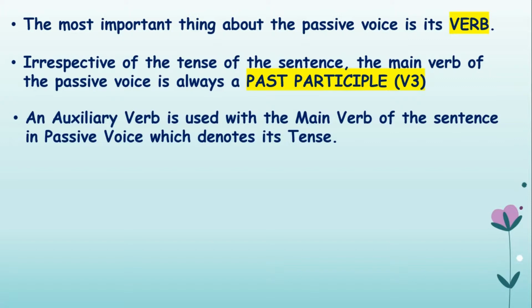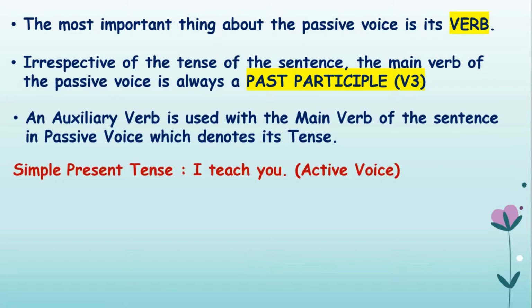An auxiliary verb is used with the main verb of the sentence which denotes its tense. Then how do we identify the tense of the sentence in passive voice? We can do that with the help of the auxiliary verb that is used in the sentence.